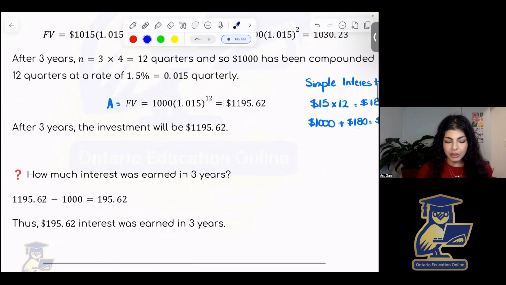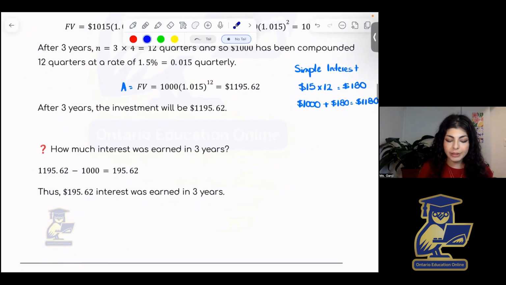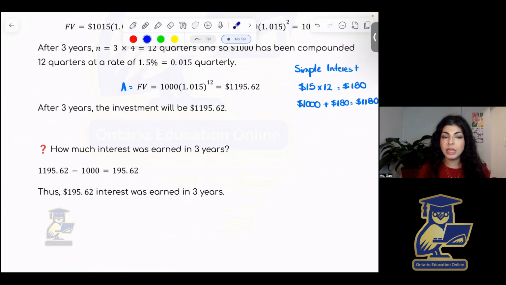So, now the question here, how much interest was earned in 3 years? Pretty simple. We would just calculate the amount that we have. What did we start with? We had $1,000 we started with, so we earned $195.62 as our interest.